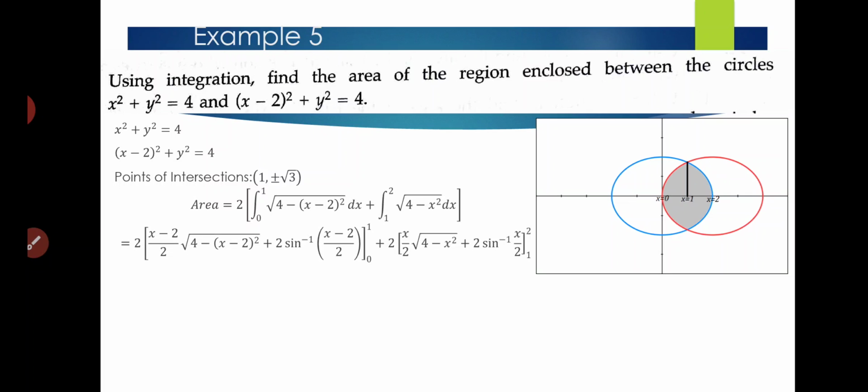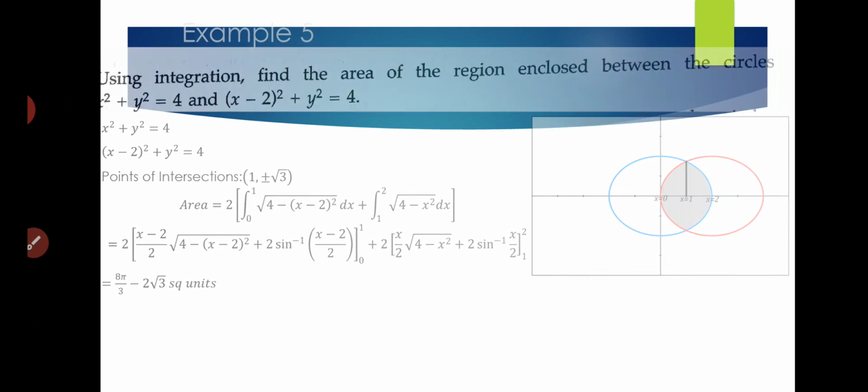Once you do the integration, then putting the value and doing your calculation, after you have done the calculation, you will see that the area comes out to be 8 pi by 3 minus 2 root 3 square units. So that calculation part I am just leaving to you, because you all need to put the values and calculate. I am pretty sure you will be able to do it.